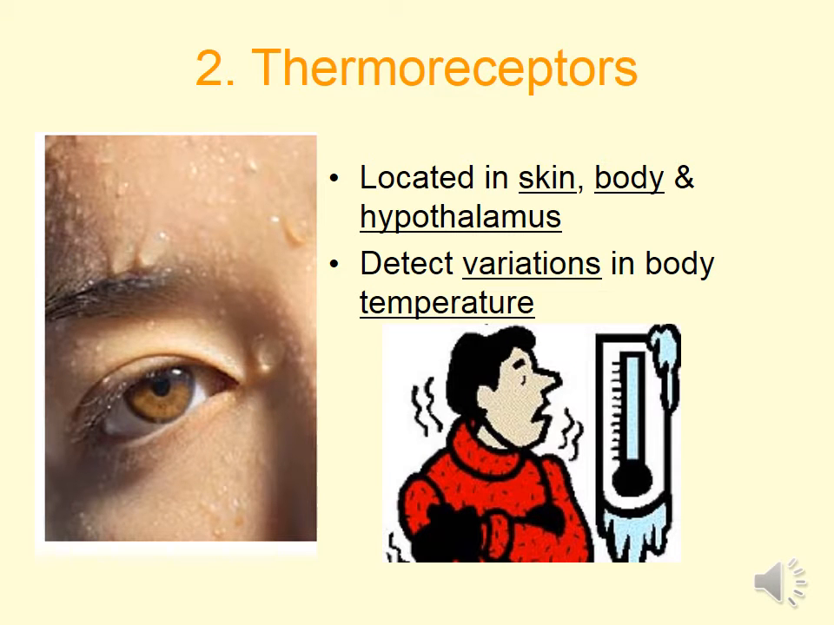Thermoreceptors are located in the skin, body, and hypothalamus. That's part of your brain. They detect variations in body temperature. So these are the ones that tell you, like if the air conditioning's on really high in the classroom, oh, it's cold, or oh, it's hot. That's because of your thermoreceptors.